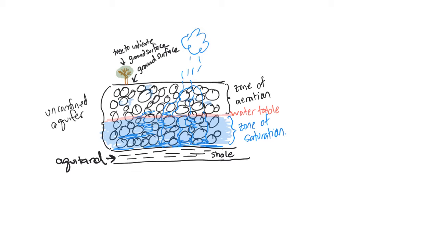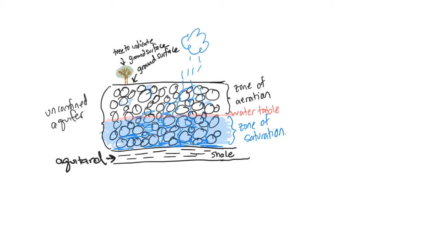So again, this is called an unconfined aquifer because water that falls on the ground here will infiltrate directly into the aquifer. It does not have to go through an aquitard or anything like that before it gets to this aquifer. So the unconfined aquifer is not separated from the surface by an aquitard. It is in direct contact with the surface.